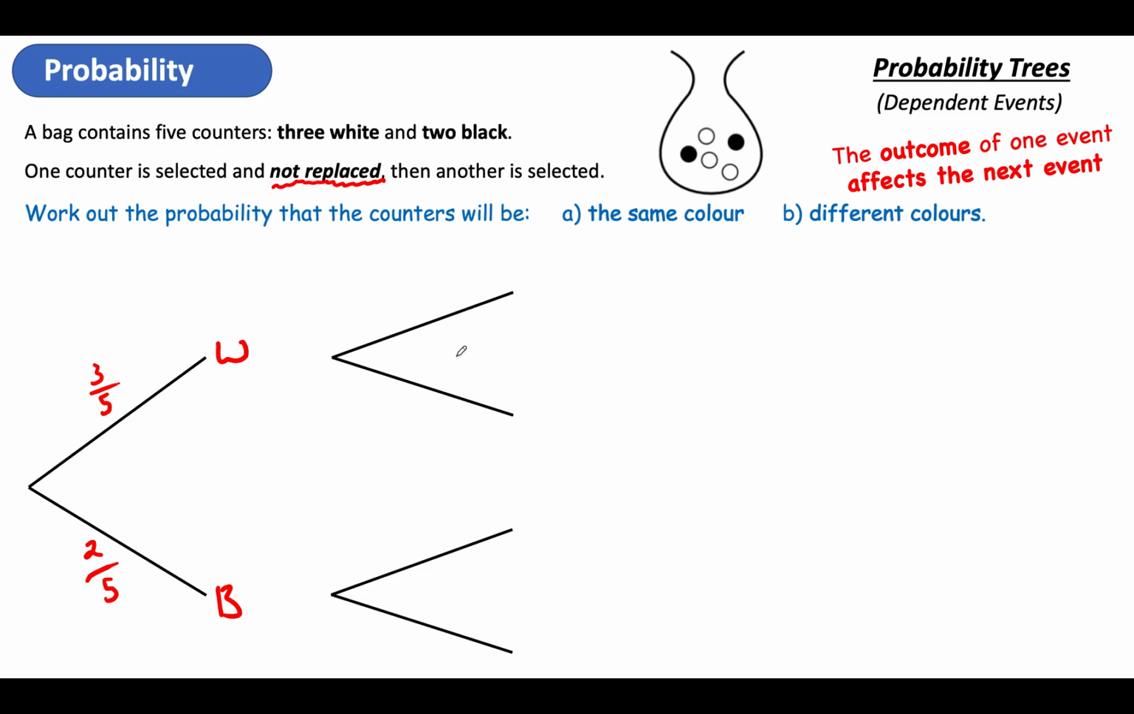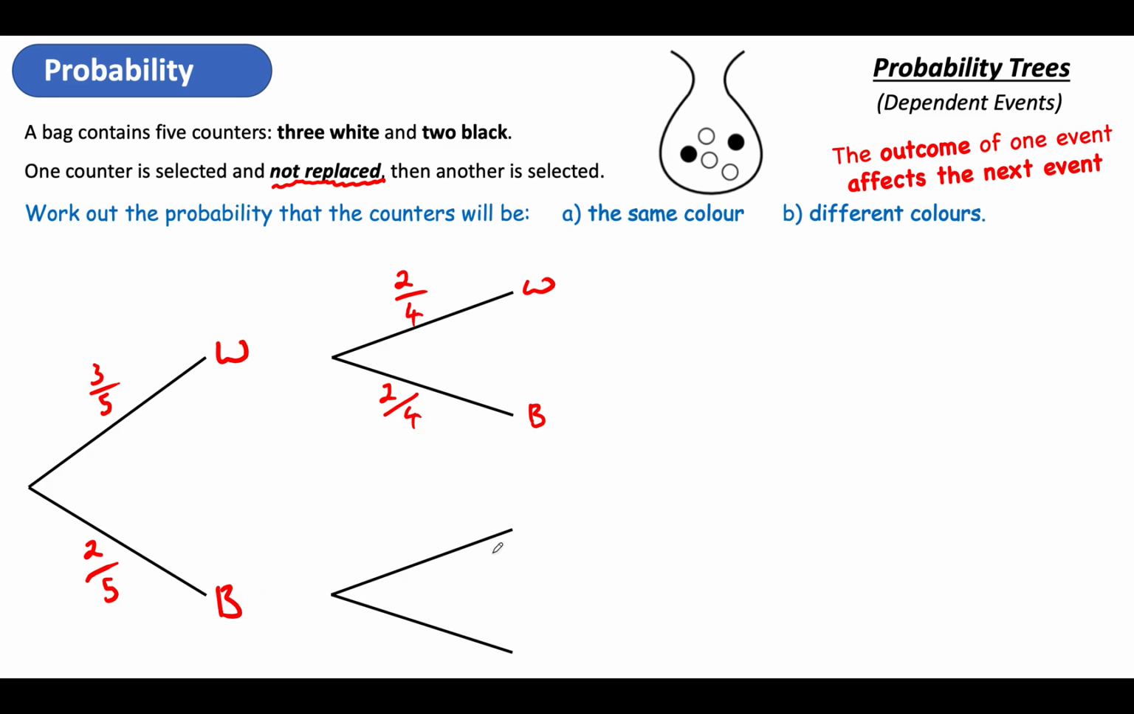Now, if we do this top set of branches, what happened in the first event? Well, we picked out a white counter. Okay, so there is going to be 1 less white counter. So instead of there being 3, I've picked 1 of them. So there's now only 2 of them. Out of, how many counters are there? Well, I've taken 1 out. There's no longer 5. There are 4 counters. But how many black counters are there? Well, there's still 2 because we haven't taken any. We came up this journey, which meant we took a white counter, not a black. And that's out of 4. So it's 2 out of 4 and 2 out of 4.